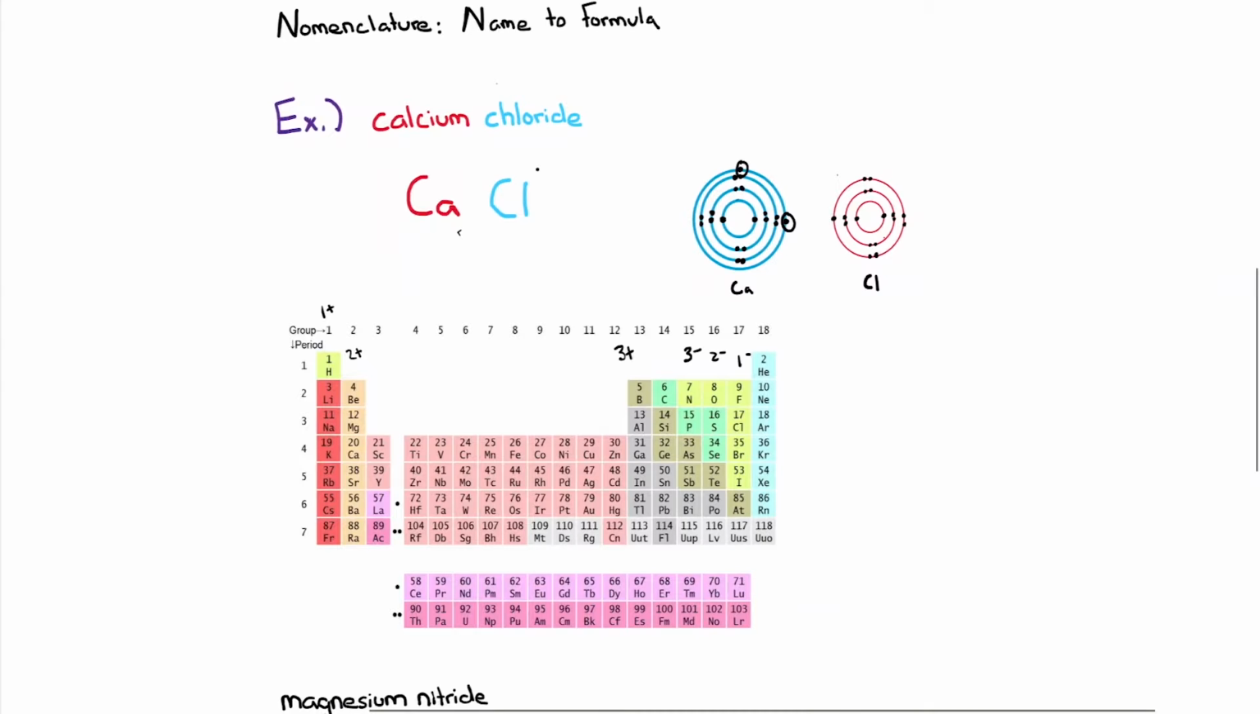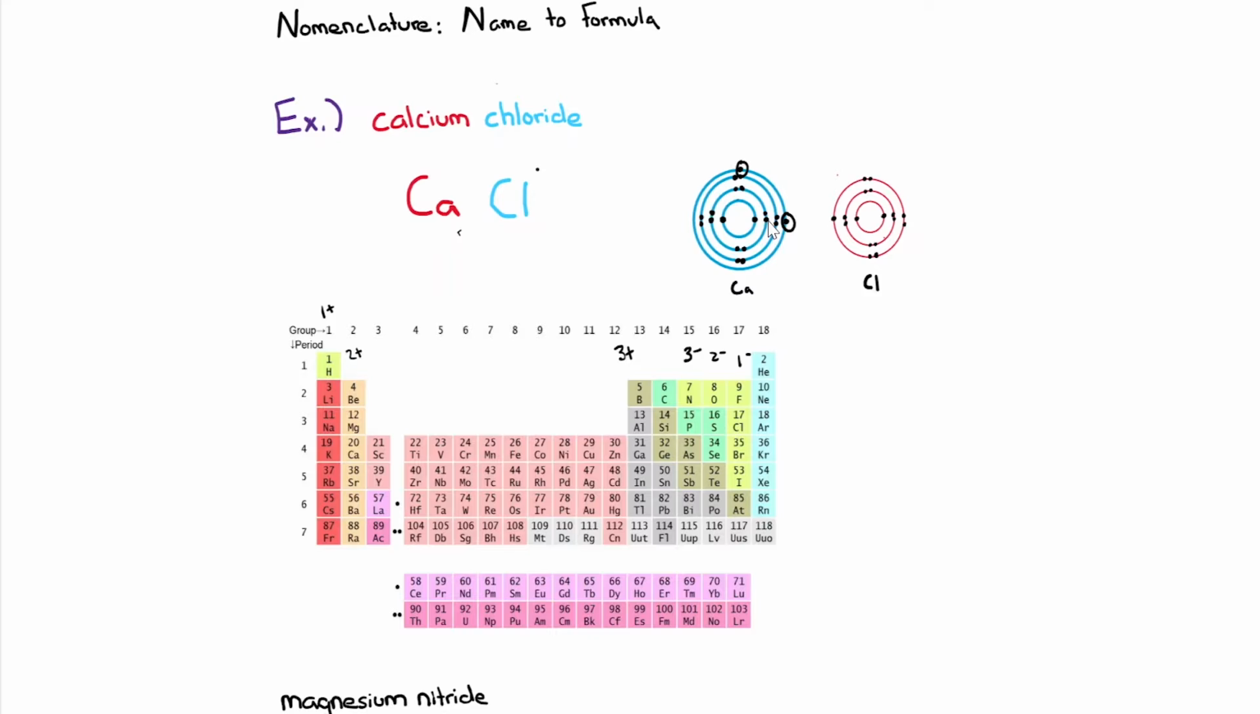All right, now let's go from the name to the chemical formula. Kind of the opposite of what we did earlier. The example problem is going to be calcium chloride. And the first thing I did is that I wrote the chemical representation of calcium and chloride. So calcium over here, Ca, and chlorine over here, Cl.